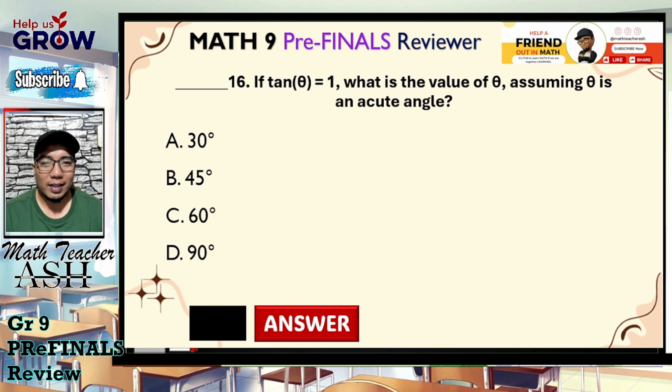If tan theta is equal to 1, what is the value of theta assuming that theta is an acute angle? Is it A, 30 degrees, B, 45 degrees, C, 60 degrees, or D, 90 degrees? I'll give you 5 seconds to think about your answer.